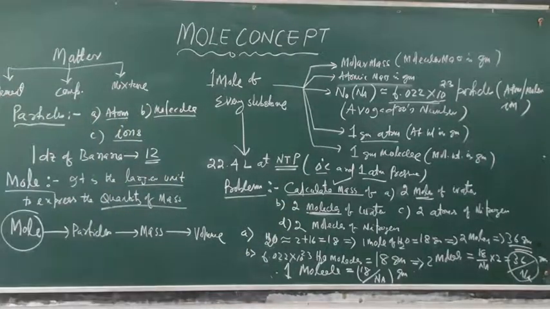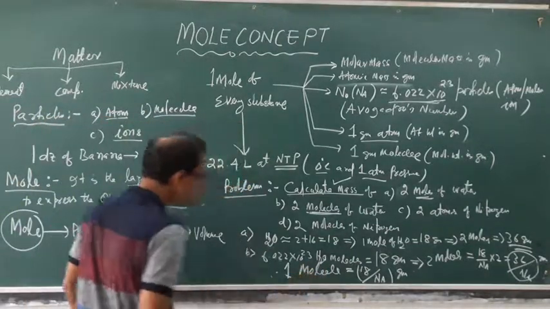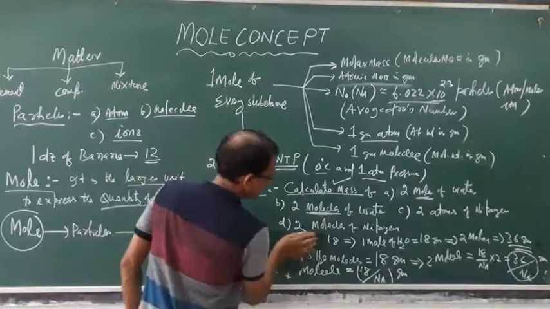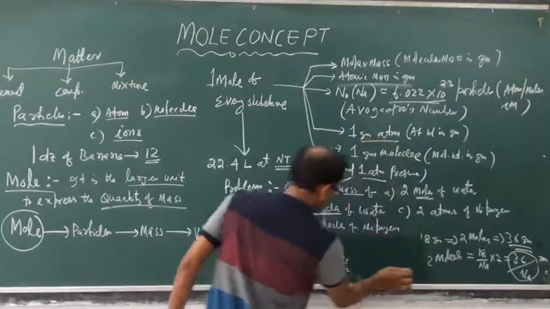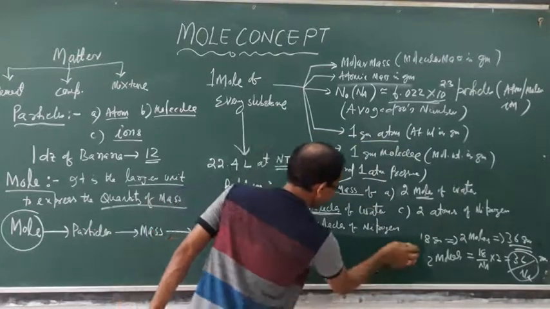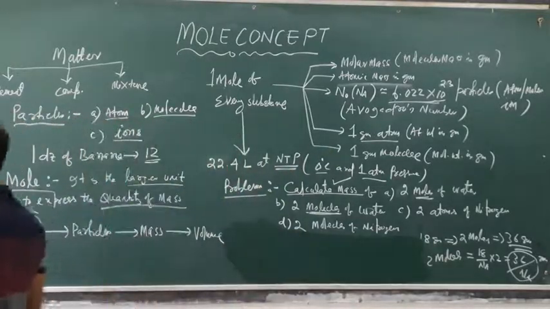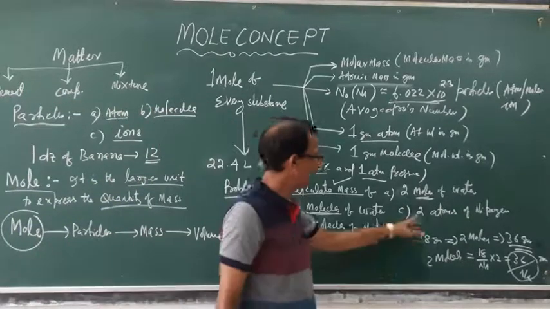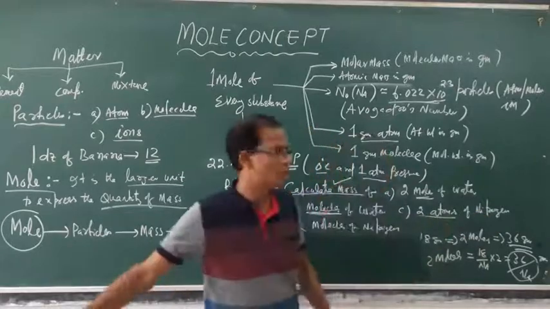What is the third question? If you see the third question, the third question is to calculate the mass of two atoms of nitrogen.